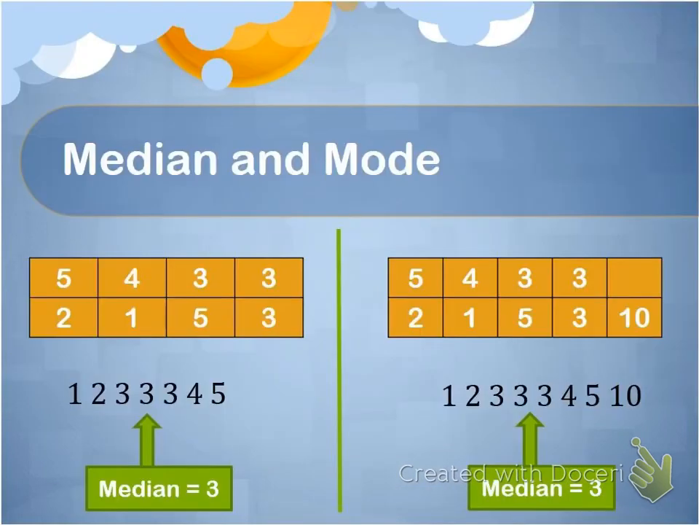Now, mode. We need to go back. Mode. Do you remember what mode is? Right? So mode is the value that occurs the most often. Okay? So in our first data set here, 3 happens the most often. So our mode is 3.